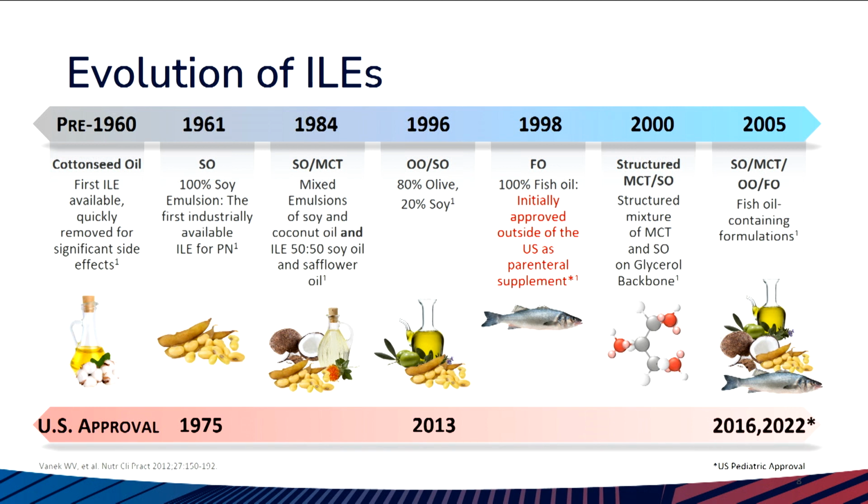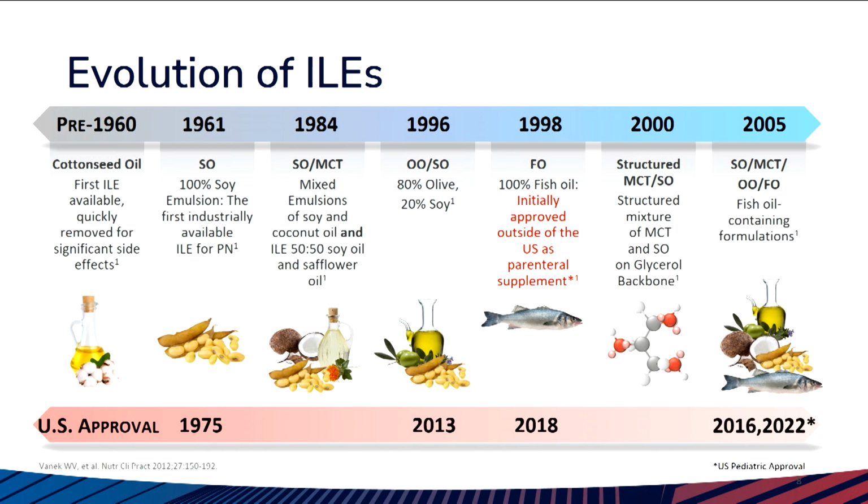You can see that the olive oil-based ILE was approved in 2013, but didn't actually come to market until a few years later. The 4-oil lipid emulsion was approved in 2016 for adults, and then approved for pediatrics last year in March. And then 100% fish oil. It was used as compassionate use for years before it was actually approved for pediatric use for the treatment of PNAC, and that was in 2018.